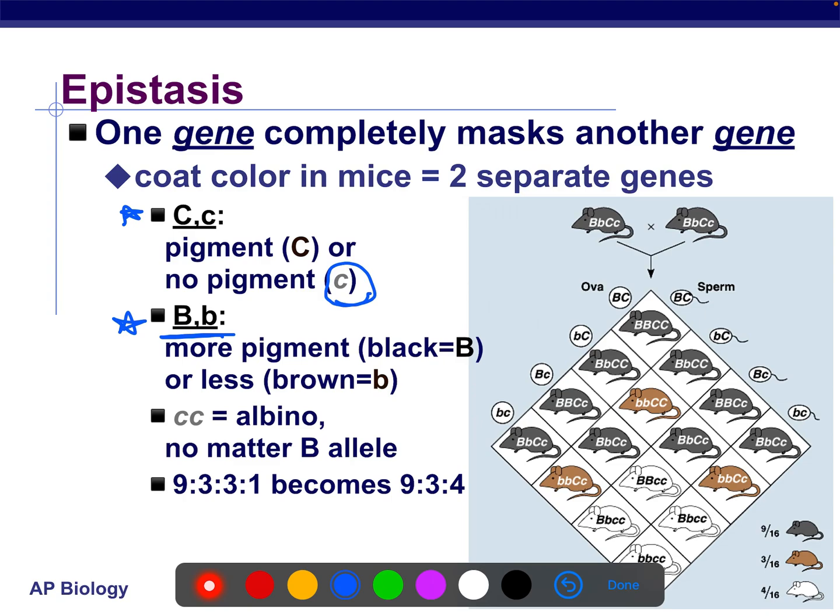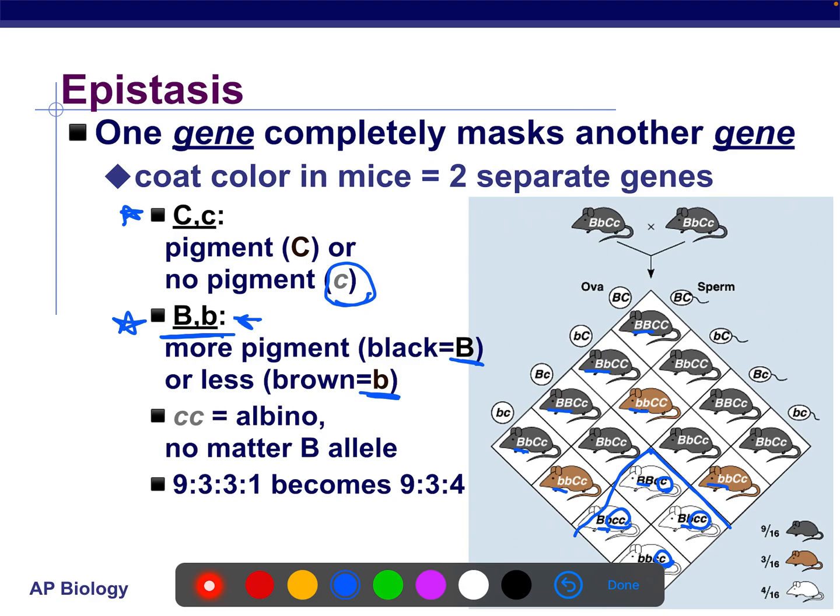We can see this down here in this cross, where you have B's that are being expressed, but because we have these lowercase c's, that is going to give you white mice. So if there is a capital C present, or if there is pigment present, that's when it will matter what the gene on the B says. It's either going to be more pigment, capital B, or less pigment, brown. So anytime you have a heterozygous for B or a homozygous dominant for B, you're going to have a black mouse. And anytime you have lowercase b's, you're going to have a brown mouse.